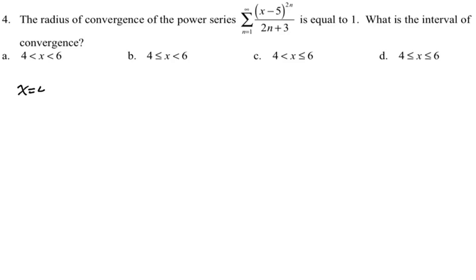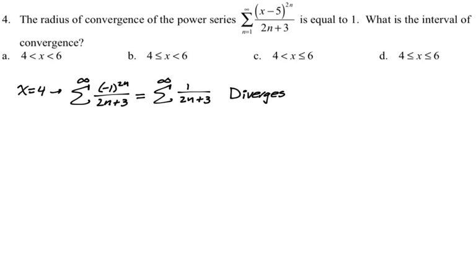If x is equal to 4, the series itself becomes the sum of negative 1 to the 2n over 2n plus 3. Negative 1 to the 2n is just 1, so it's the sum of 1 over 2n plus 3, and that I know diverges. If I had to say why, it's basically the harmonic series. But if I had to be formal about it, I would say it diverges by limit comparison to 1 over n, which I know is the harmonic series and diverges. I would do the limit of the ratio and get 1/2. 1/2 is positive and finite, so they do the same thing.